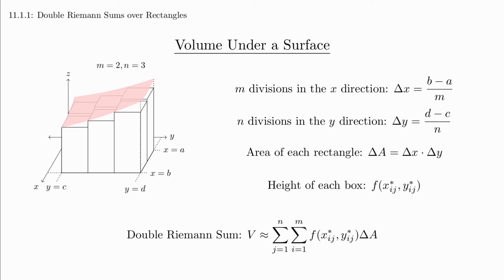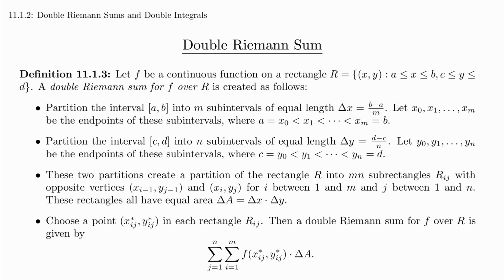Activity 11.1.2 walks you through that, so I'll leave that one there. The book formalizes this process into a definition. It's a bit long and wordy, so I'm not going to read it off word for word, but here's the summary. Let f be a continuous function on a rectangle R.